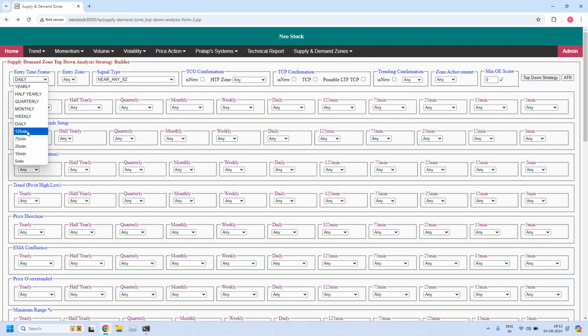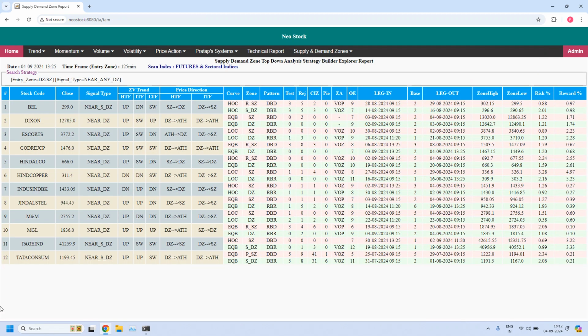Next time frame is 125 minutes. So let us find the stocks near 125 minutes demand zone. 12 stocks are filtered.